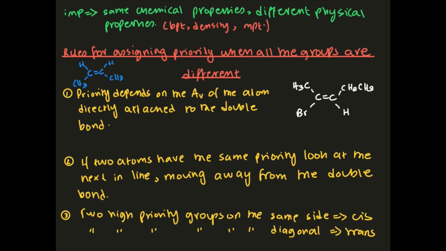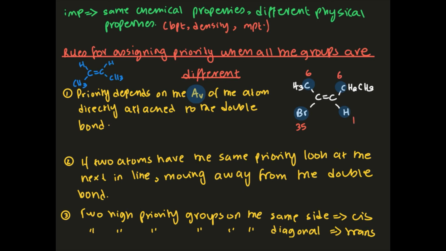So the priority is going to depend on the atomic number of the atom directly attached to the double bond. So now let's mark the atoms that are attached directly to the double bond. In this case, there's this carbon, there's a bromine, there's a carbon, and there's a hydrogen. And now let's write down the atomic number of each of these to determine the priority. So in this case, the atomic number of carbon is going to be 6. The atomic number of bromine is going to be 35. Again, the atomic number of carbon is going to be 6, and the atomic number of hydrogen is going to be 1.